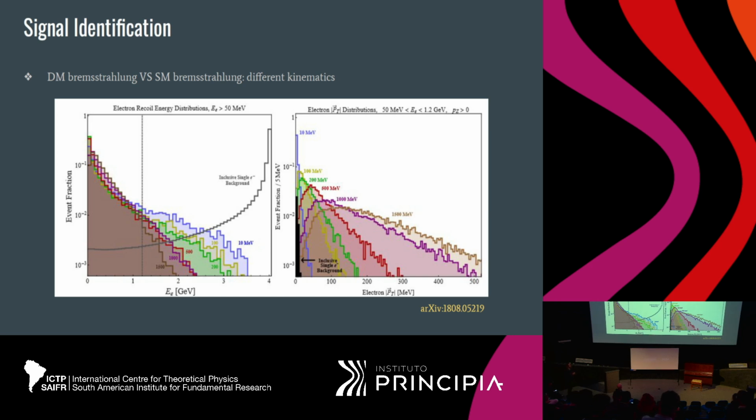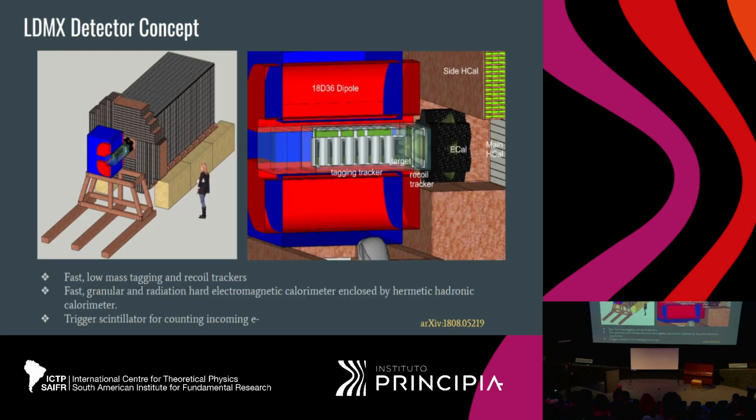But still, this is the proof of how measuring the missing transverse momentum is really something that can help you in rejecting the background for this experiment.